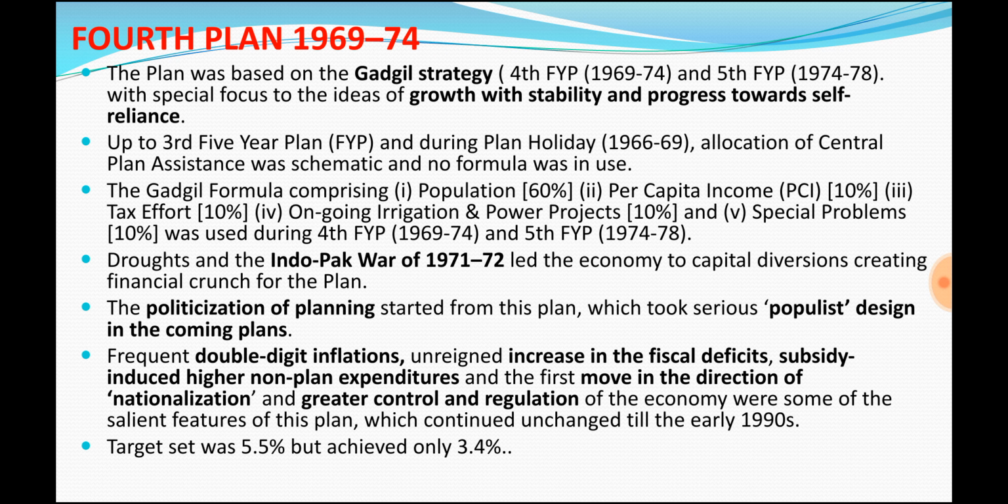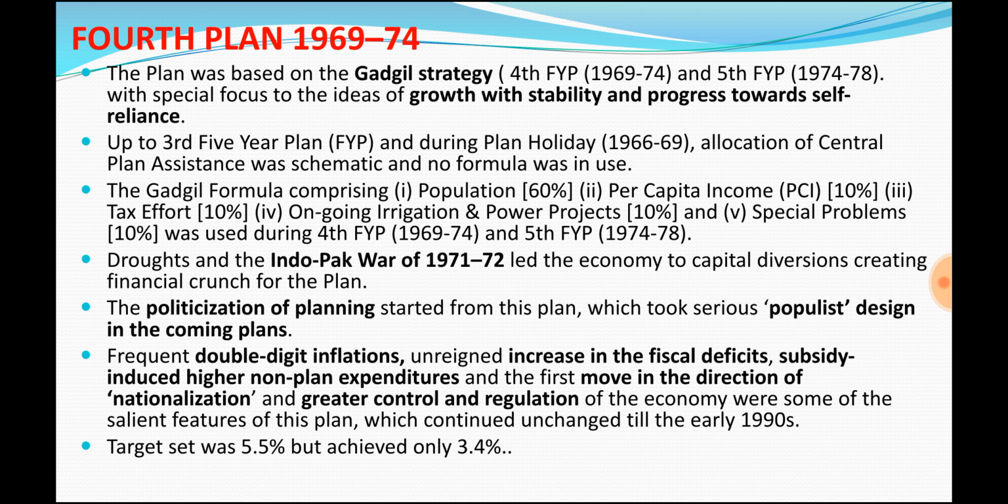So finally in 1969 we went for the fourth plan. This was between 1969 to 74. This plan was based on the strategy or formula developed by a person called Gadgil. That is why it is based on the Gadgil strategy. Please remember this plan. I will tell you what the Gadgil strategy is.